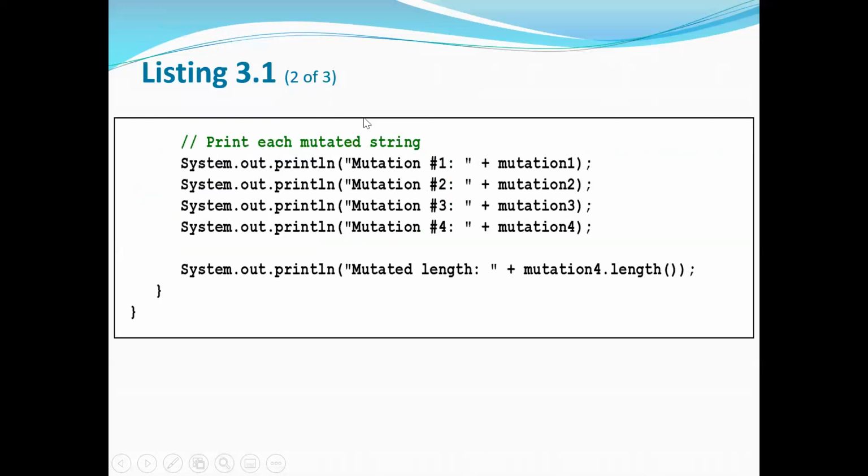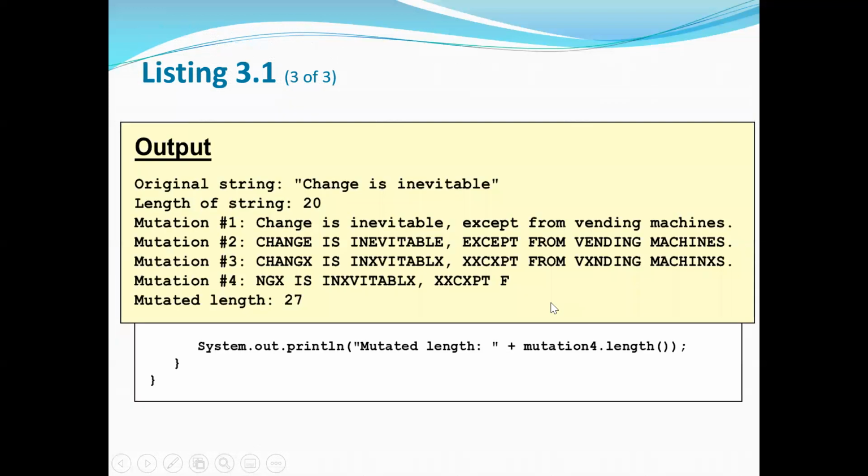So after that, we're going to print everything. We print mutation1, mutation2, mutation3, mutation4. Then last, we check the length of mutation4 also. So here we have System.out.println, mutated length, mutation4.length. It will give us the number of characters. So let's look at the output.